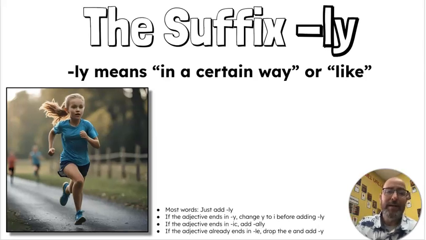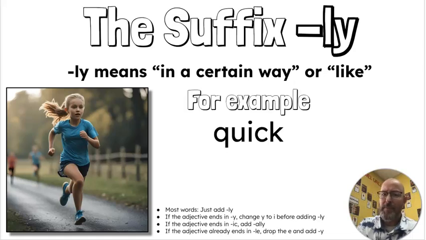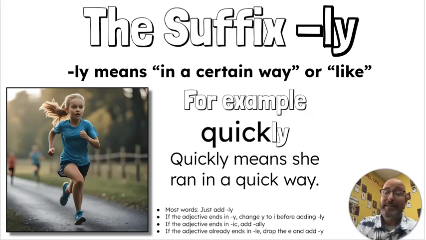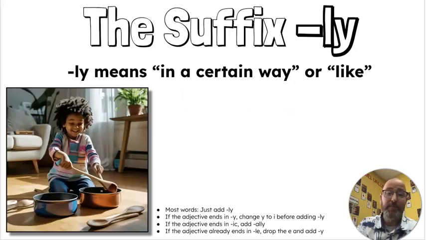We see somebody running a race. I see some people behind them. She's obviously winning. So how is she running? Do you think she's running in a quick way or a slow way? Probably quick. So if somebody's running in a quick way, what would our new word be? Quickly. That's right, because quickly means she ran in a quick way. She had to win the race.